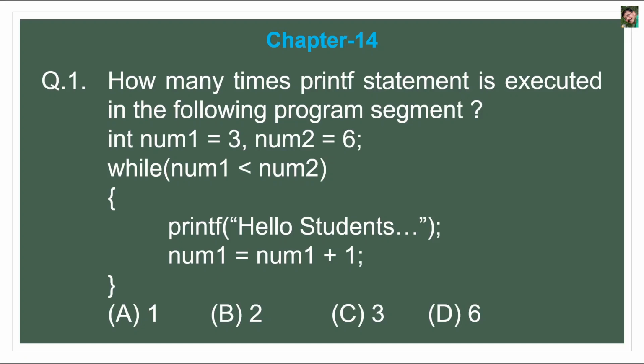So for num1, when it is 3, it will print hello students, when it is 4, it will print hello students, and when it is 5, it will print hello students. So total 3 times it will print the answer, that is hello students. Let us see this program also.